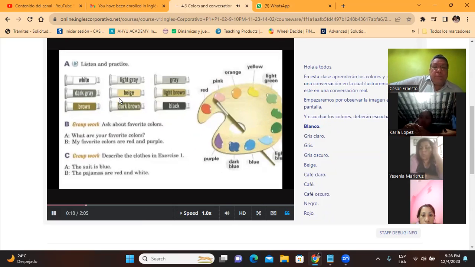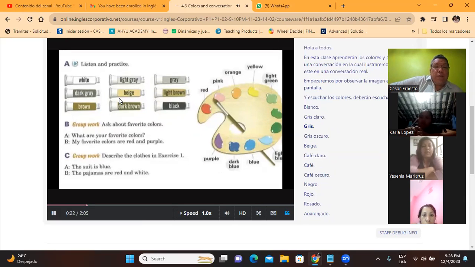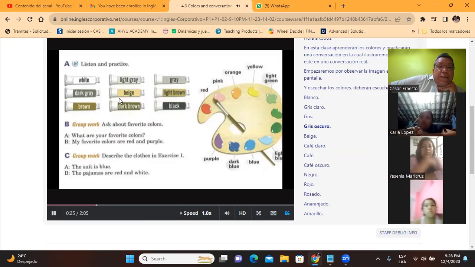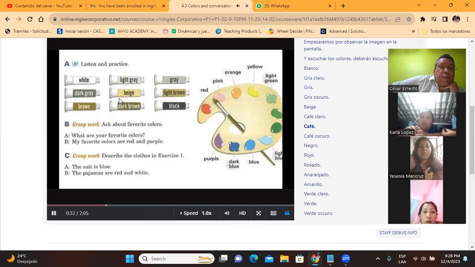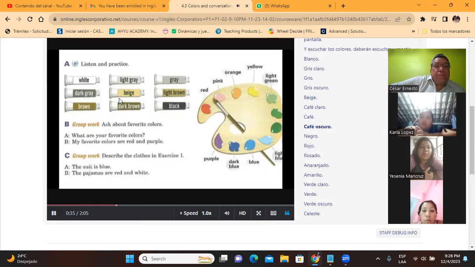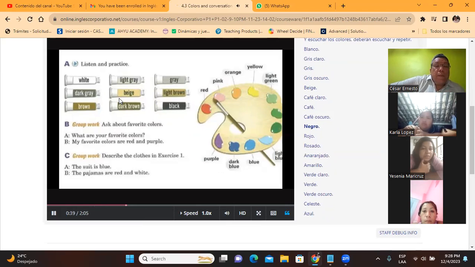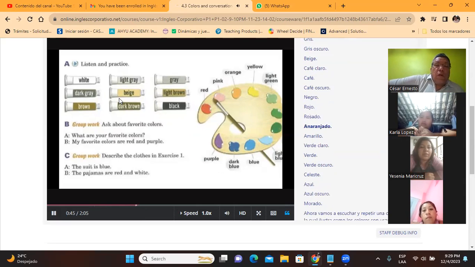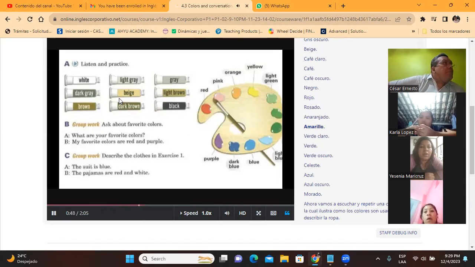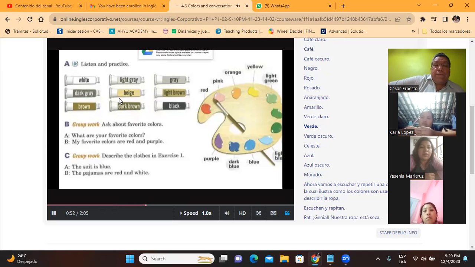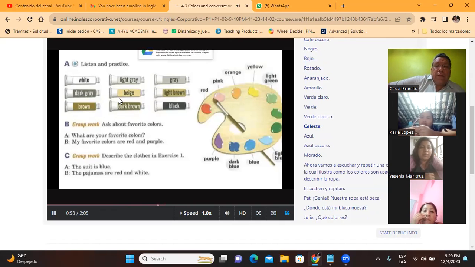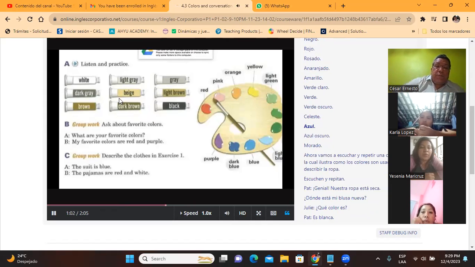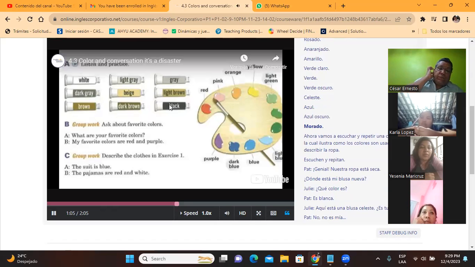White. Light gray. Gray. Dark gray. Beige. Light brown. Brown. Dark brown. Black. Red. Pink. Orange. Yellow. Light green. Green. Dark green. Light blue. Blue. Dark blue. Purple.